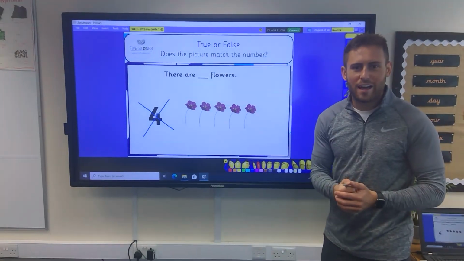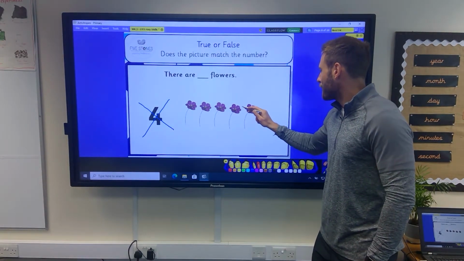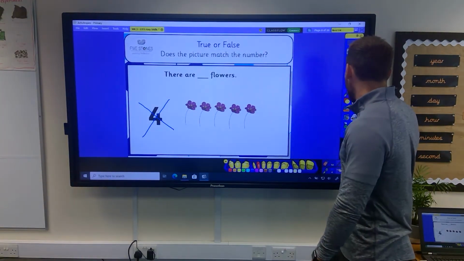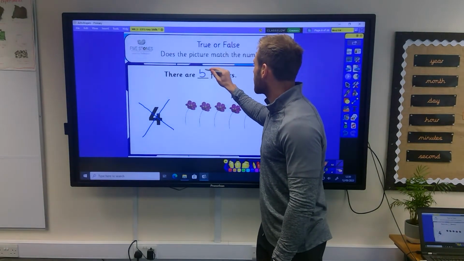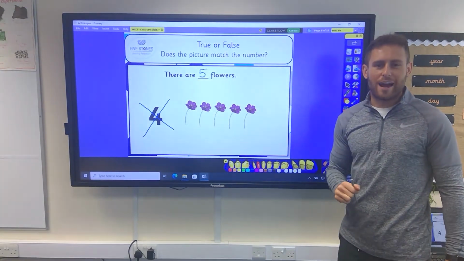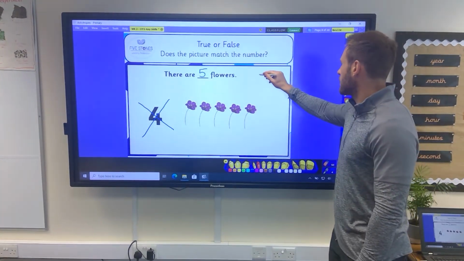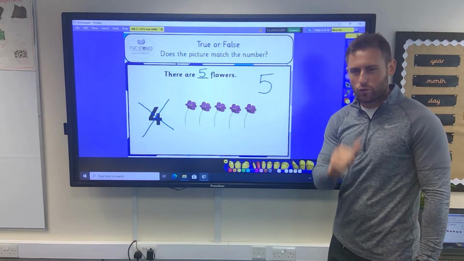How many flowers are there? There are 1, 2, 3, 4, 5. Yes, there are 5 flowers. And we write our number 5 like that. Have a go at trying to write the number 5. Down, round, lovely, good work.